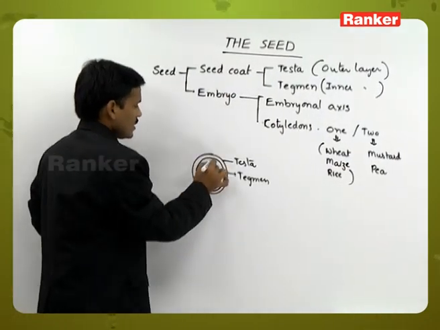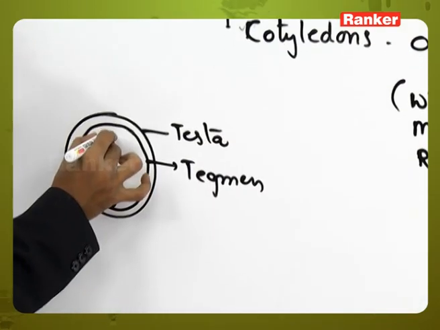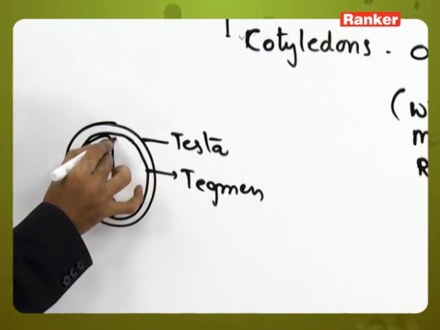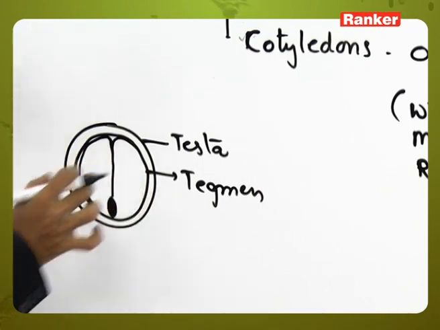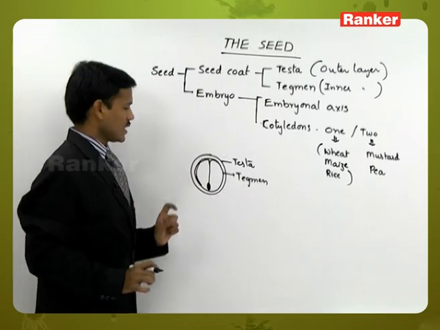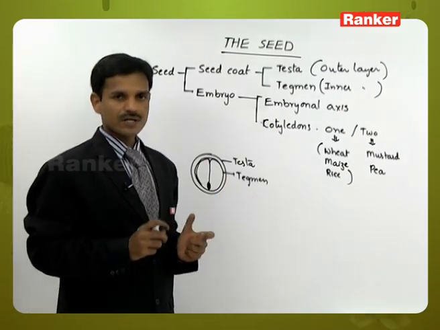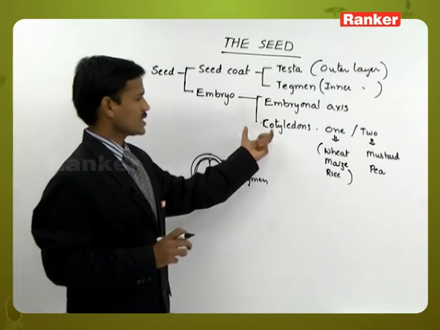One cotyledon or two cotyledons. So it is dicot. For example, a dicot seed has two cotyledons. Generally the cotyledons are rich in nutrients, rich in proteins.